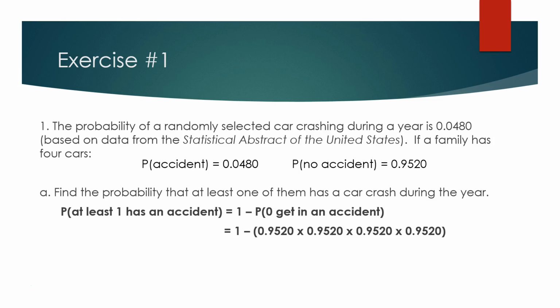So for each person, there's 0.9520 times 0.9520, and then we're taking 1 minus this multiplication here. If you want to use an exponent, which I definitely think is handy, you can write it as 1 minus 0.9520 to the 4th. And this ends up being 0.1786. So the complement applied here because anytime you have at least 1, you can do 1 minus the probability of everything else.